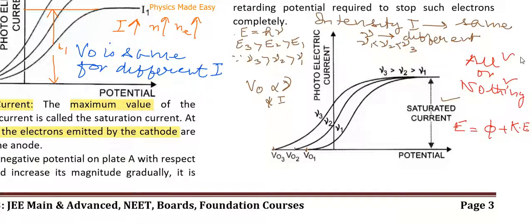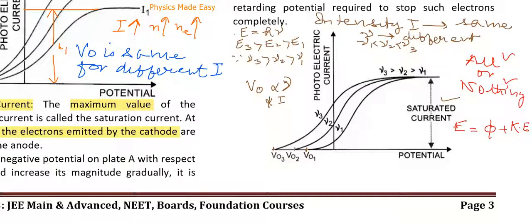So the larger the energy of the incident photon, the larger will be the kinetic energy of the fastest electron. So if the kinetic energy of the fastest electron is larger, it means the stopping potential is large. So this is the logic behind this explanation.